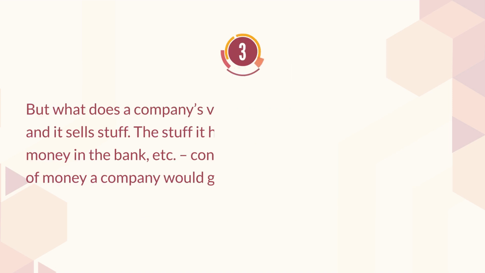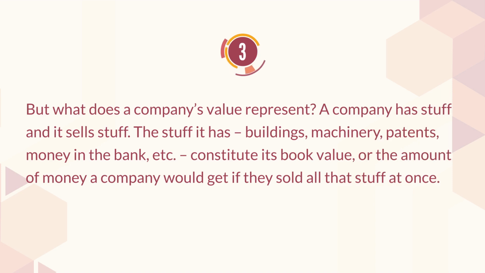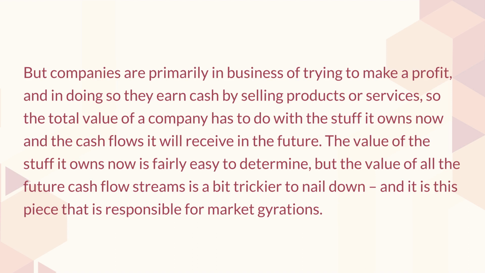Number 3. But what does a company's value represent? A company has stuff, and it sells stuff. The stuff it has, buildings, machinery, patents, money in the bank, etc., constitute its book value, or the amount of money a company would get if they sold all that stuff at once. But companies are primarily in the business of trying to make a profit, and in doing so they earn cash by selling products or services, so the total value of a company has to do with the stuff it owns now and the cash flows it will receive in the future.